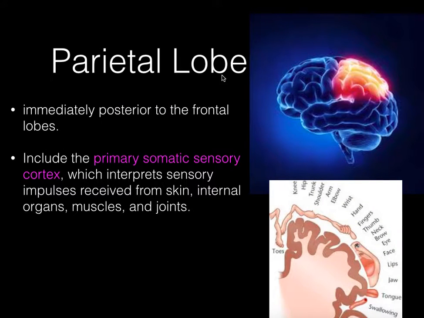And we have the parietal lobe. When we're talking about these lobes, we have one on each side, basically. So we have a parietal lobe here on the left side, and we have a parietal lobe on the right side as well. And these are immediately posterior, or behind, the frontal lobes here.